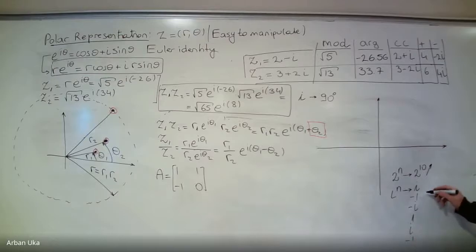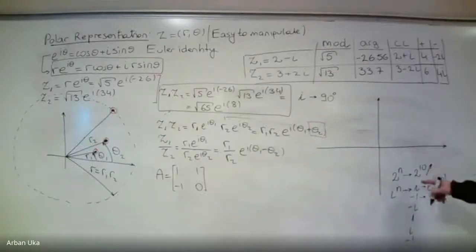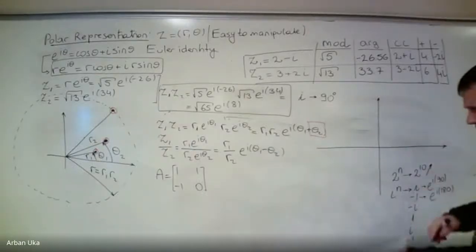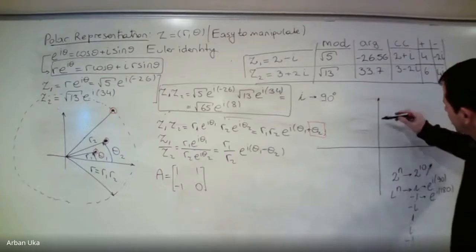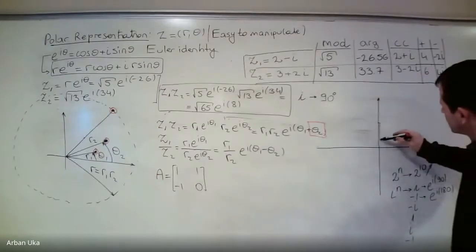And what is I? I itself is e to the power I times 90. Okay? What is minus 1? Can you conclude what is minus 1 here? E to the power I 180. That's correct. So it's good if you write this actually. So I, where is I? I is a number which will be right here. So this is I.